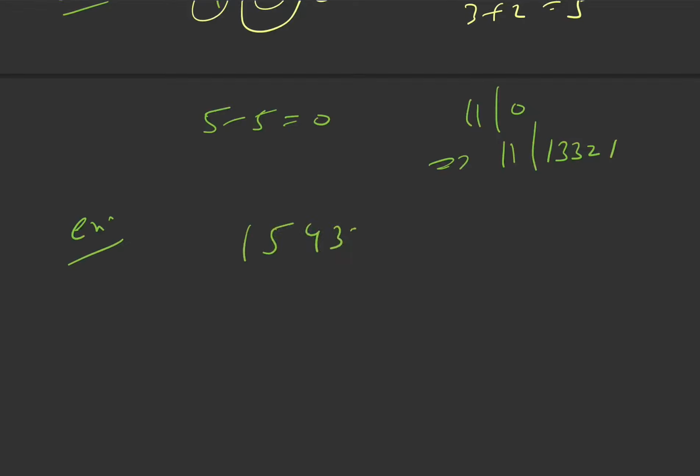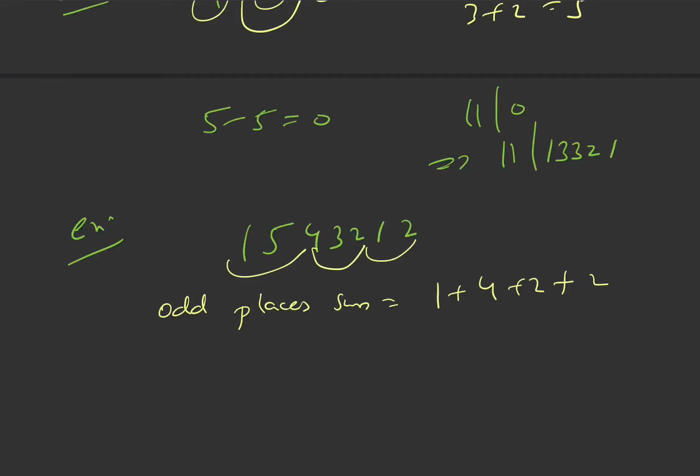For example, if I take 1 5 4 3 1 2, right? Now you see the odd places sum is what? The odd places sum is nothing but 1 plus 4 plus 1 plus 2, that is 1, 4, 1 and 2. So this is 9. And the even places sum is how much?